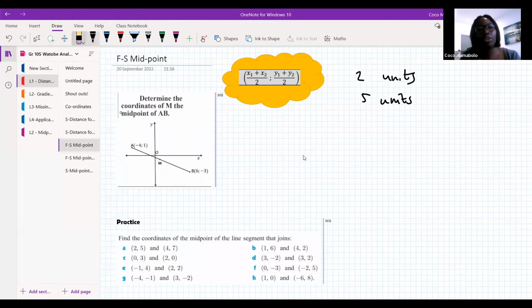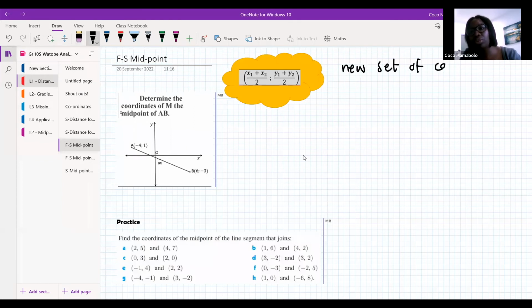But when I'm calculating for the midpoint, I'm not going to get a length or just one answer. I'm going to get a new set of coordinates. That means I'm going to have a new x value and a y value, 2 different values that make up a coordinate. It will not be just a distance or anything of that sort. I will get a new coordinate. I hope you guys understand.